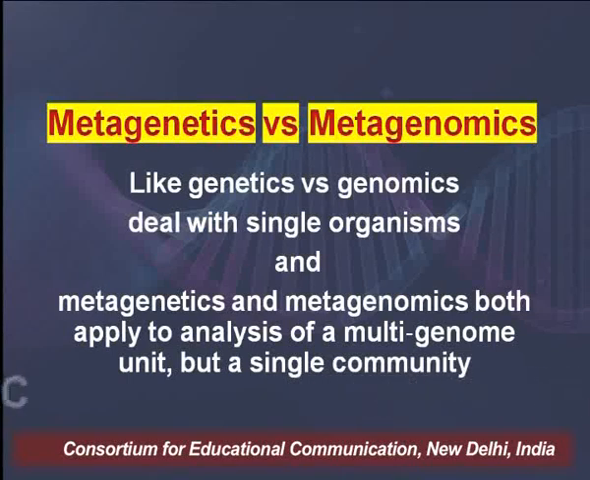In metagenetics, we talk about one gene of all genomes in one environment, one community. In metagenomics, we talk about all the genes in the environment in one community. So they are similar in some way, but they can be different also. But the only difference here is that we talk about environment when we talk about metagenomics or metagenetics.